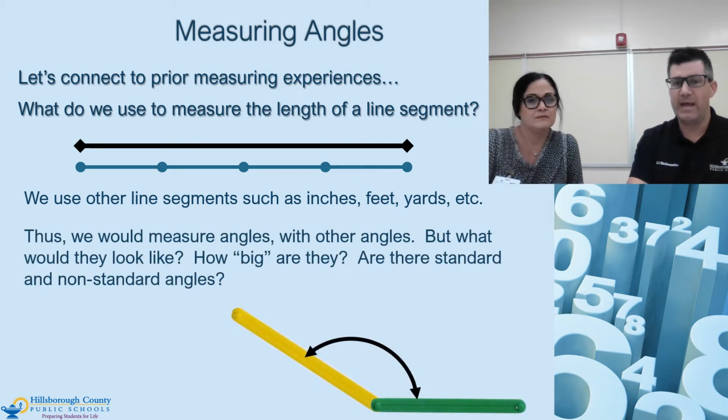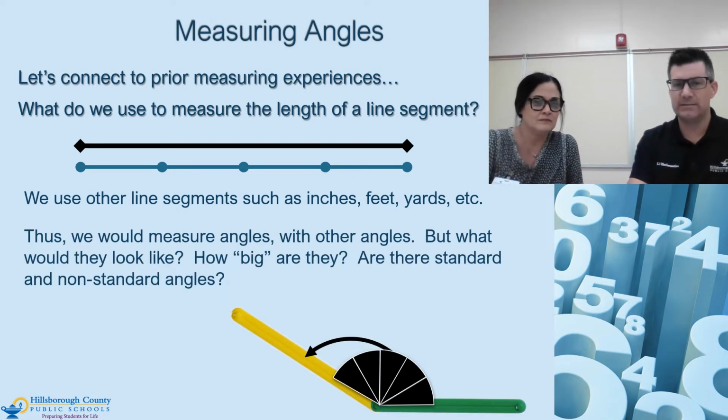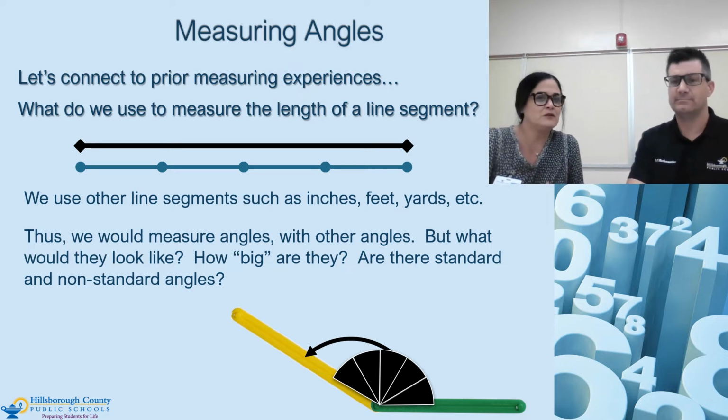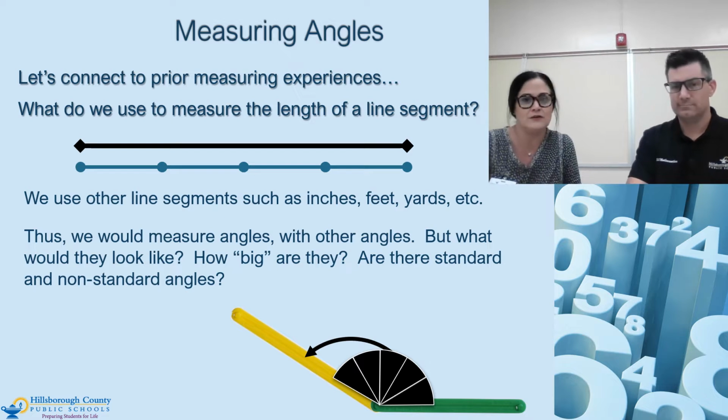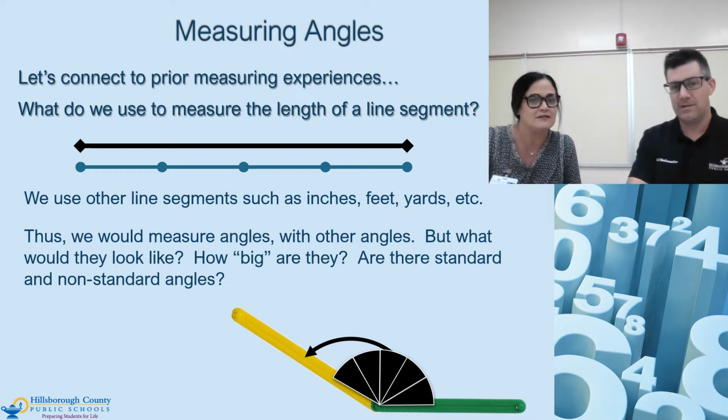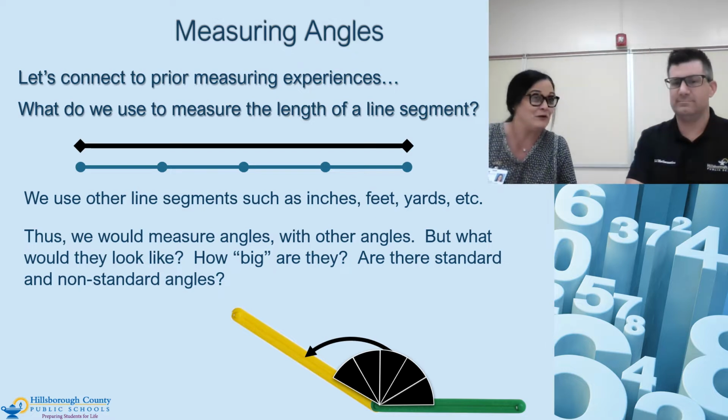Well, same thing with angles. So when we think about angles, what are we measuring them with? We're just measuring them with other angles. But what are those angles going to look like? Are they going to be big, small? Are there standard angle measures? Are there non-standard? You know, Joe, that's a really good point. I never made that connection to measuring with a ruler and non-standard units and understanding what an inch looks like or what a centimeter looks like. But it is the same thing with angles, using non-standard unit measures to understand the size of an angle or its degree.